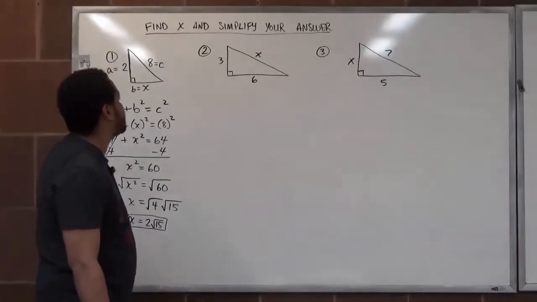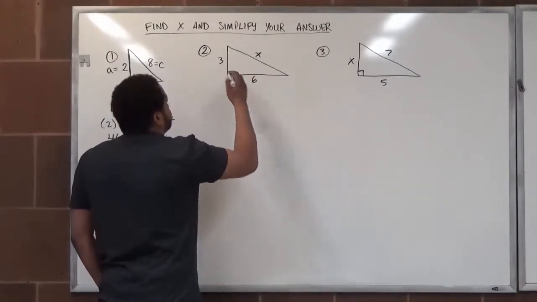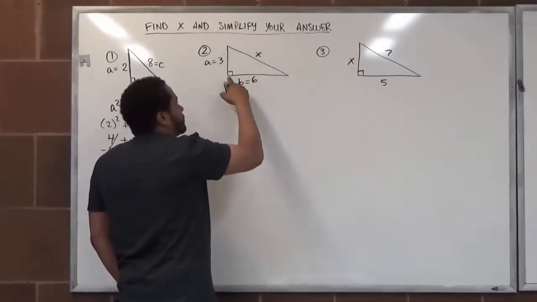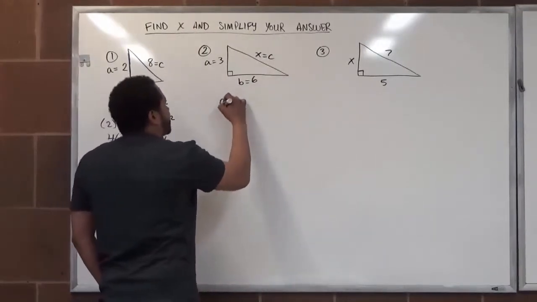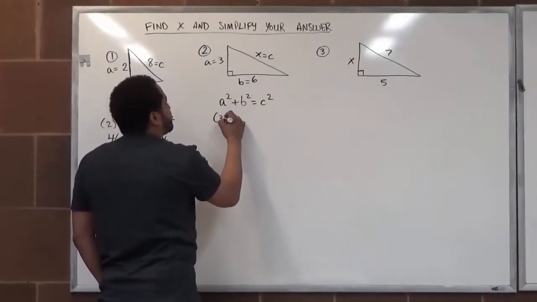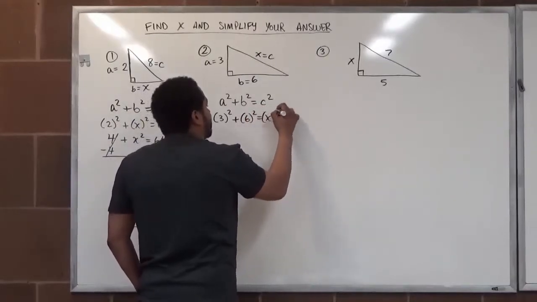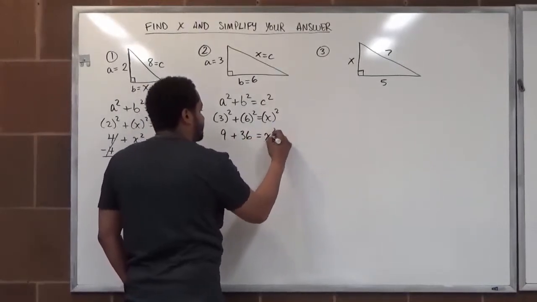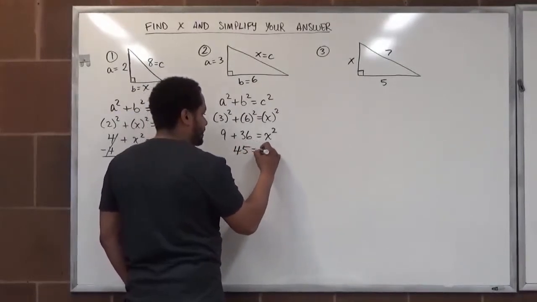Let's move on to the second equation, the second triangle actually. Again, the legs of the triangle are your a and your b, whereas your hypotenuse, the longest side, which is always opposite to the right angle, is your c value. And so again, we have the Pythagorean theorem, a squared plus b squared is c squared, and we're substituting our values in. We get 3 squared plus 6 squared is equivalent to x squared. And here we get 9 plus 36 is x squared. And so here we're going to have 45 when we add 9 plus 36, and that's equivalent to x squared.